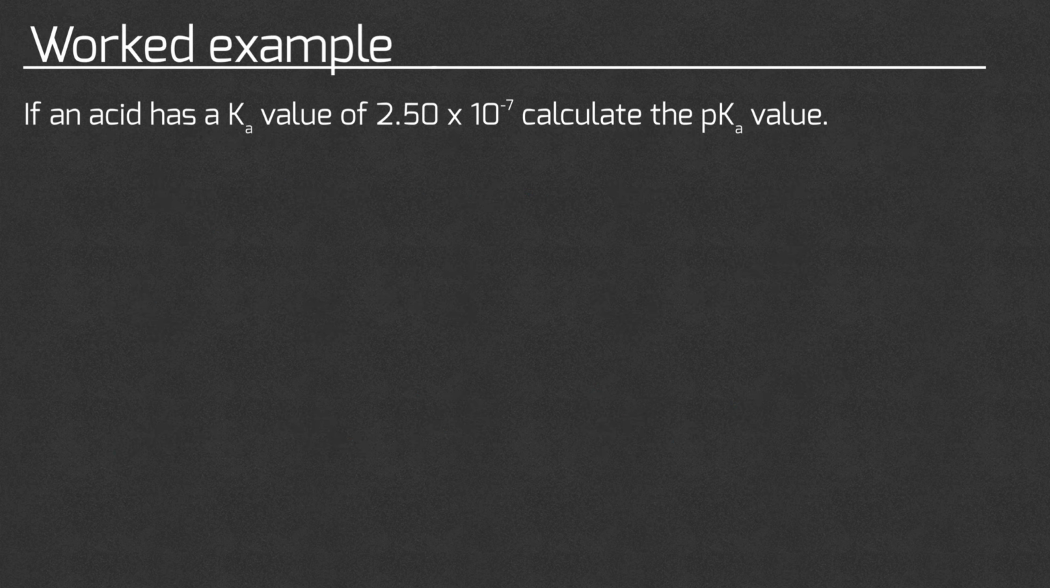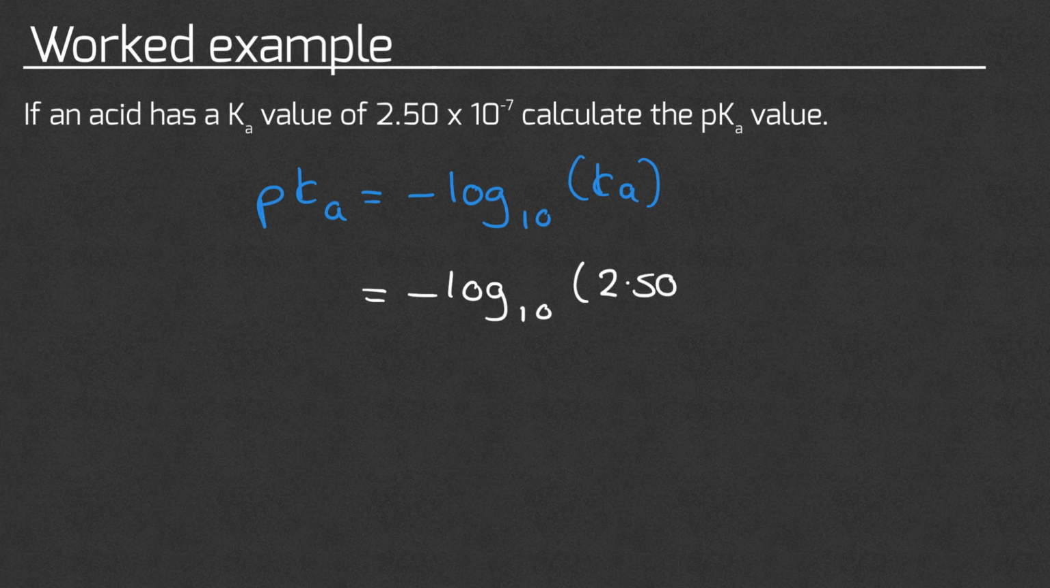So let's look at a pretty straightforward example. If an acid has a Ka value of 2.5 times 10 to the minus 7, what would the pKa be? Well, the first thing we need to do is write down the equation linking pKa and Ka. Then we just need to sub in the values. And finally, work out the answer using our calculator. Giving us a final answer of 6.60.